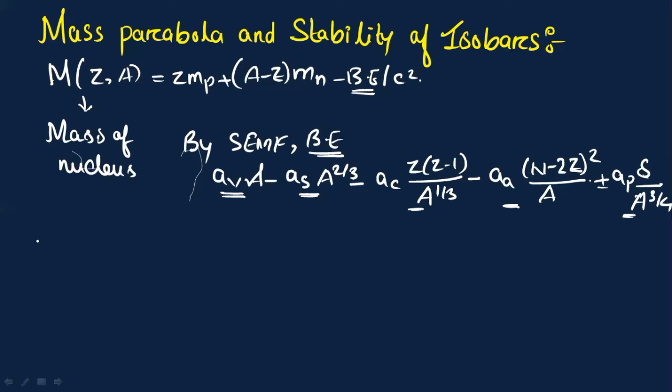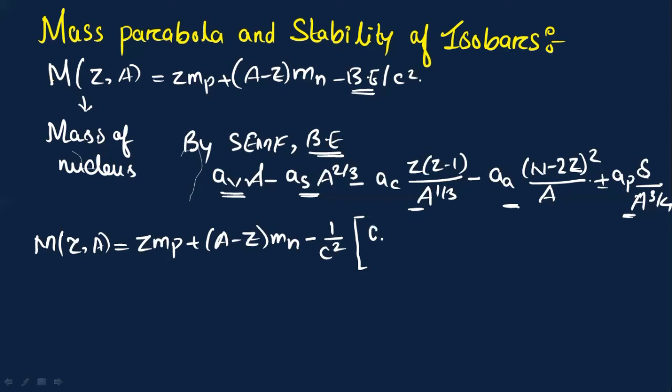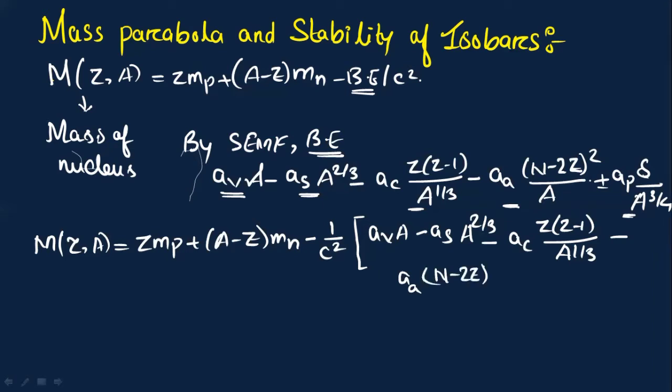Now we will substitute this value of binding energy in the mass of the nucleus. The first terms will be as they are, plus (A minus Z) times the mass of neutron. Then you write minus 1 by c square, and within the bracket you write a_V A minus a_S A to the power 2/3 minus a_C Z(Z minus 1) by A to the power 1/3 minus a_A (N minus 2Z) whole square by A, plus or minus delta a_P, with A to the power 3/4 in the denominator within the bracket. This is the mass of the nucleus formula which we have got from the semi-empirical mass formula.